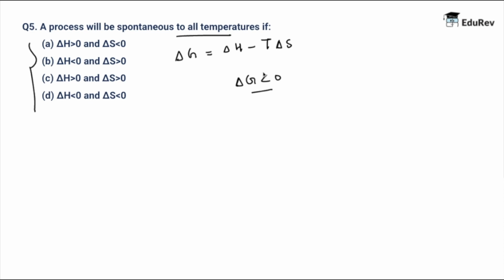And it is possible when delta H minus T delta S is less than 0, correct? Because if delta G is less than 0, then this is also less than 0. And this is only possible when delta H is less than 0 and delta S is what? Greater than 0. Because this is going to for sure make delta G less than 0. So according to this, the correct option is option number B. That is, delta H has to be less than 0 and delta S has to be greater than 0. So I hope you have understood how to tackle the problems of thermodynamics.